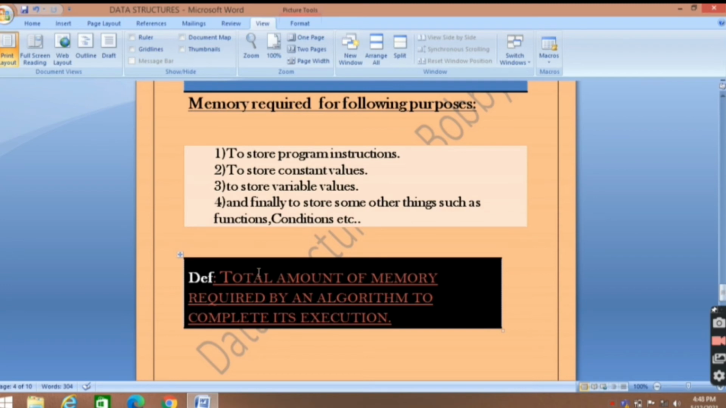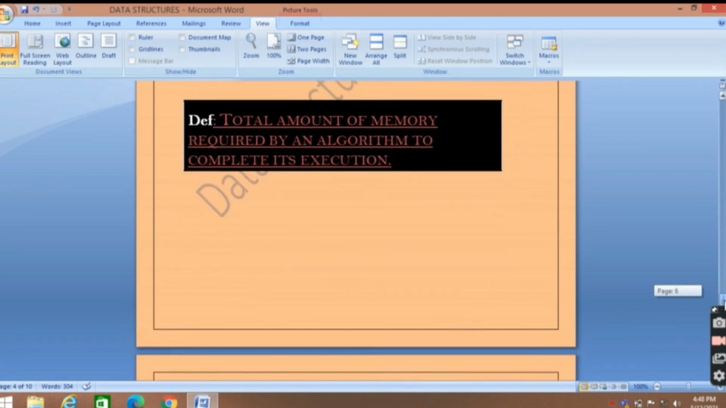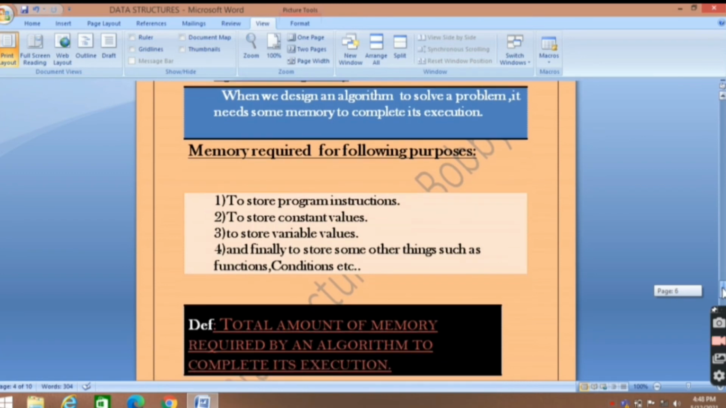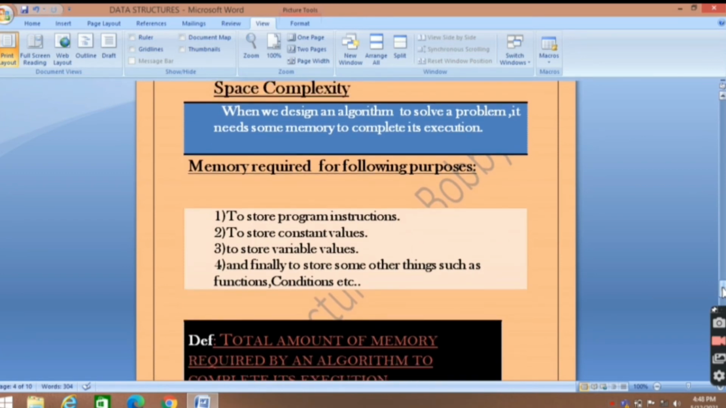See here the main definition of space complexity: total amount of memory required by an algorithm to complete its execution. It means the algorithm should be very small and it should occupy less space in the memory, and that space is called space complexity. The total amount of memory required by an algorithm to complete its execution is called space complexity. Always the algorithm should be very small. We should maintain the space complexity.